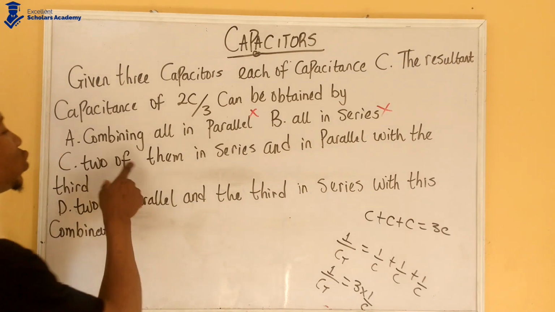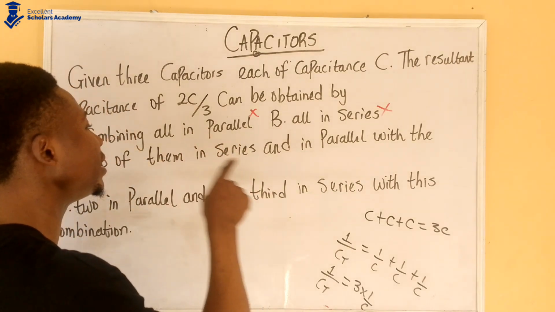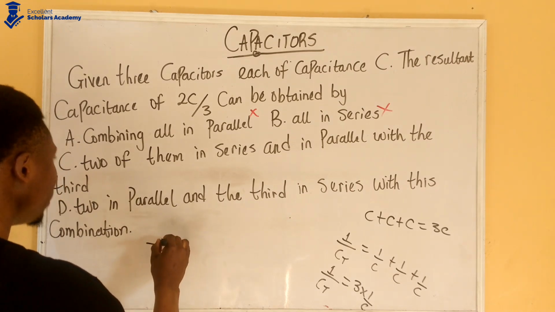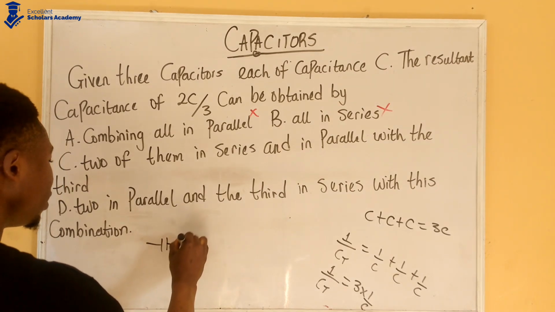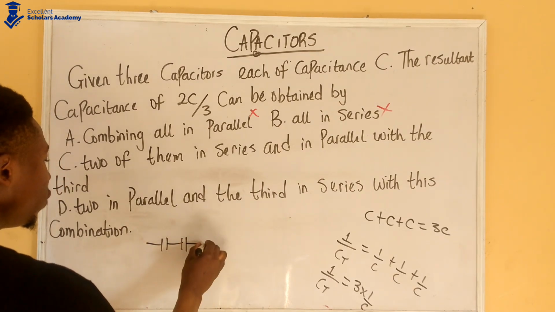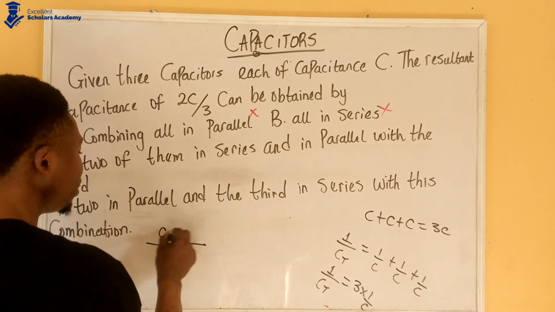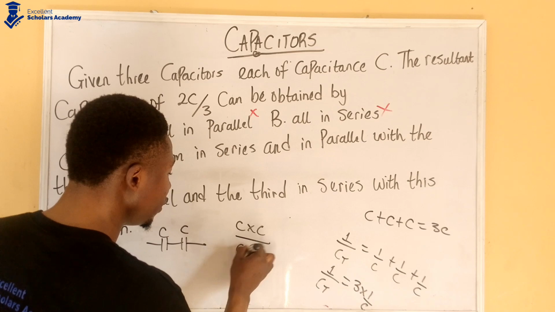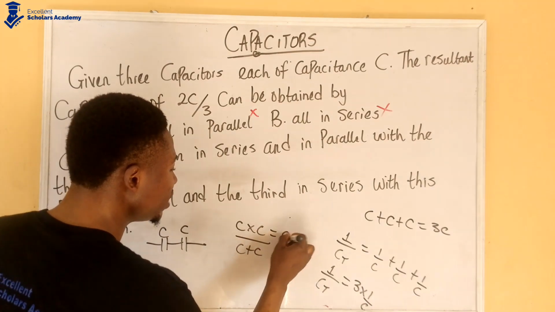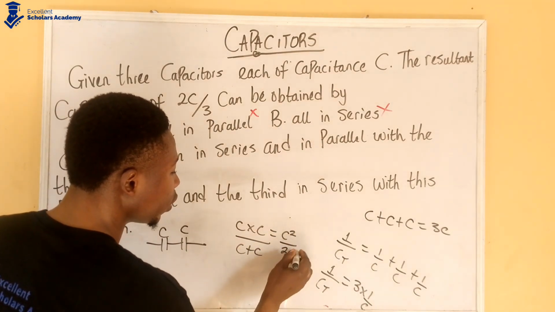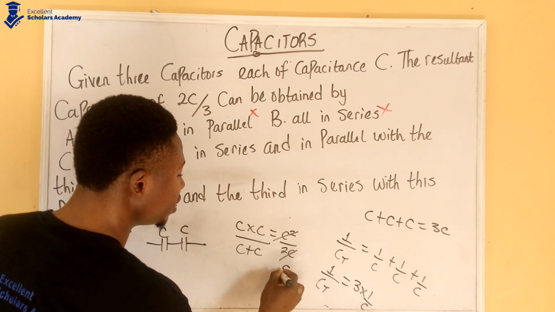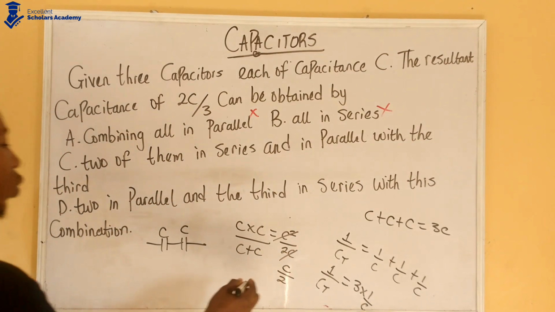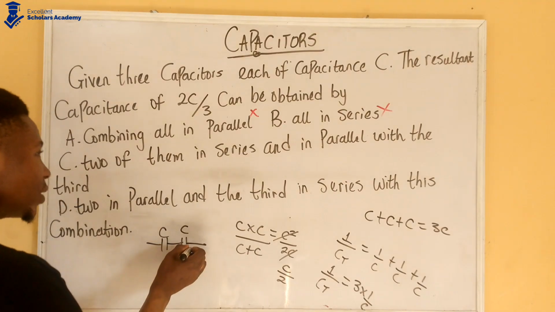Now, it says 2 of them in series and in parallel with the third. So it's saying that if you arrange 2 of them first in series, now this is C, this is C. If you do this in series, it's going to be C times C over C plus C. So this is going to be C squared over 2C. Once C takes away 1C, you're going to be left with C over 2. Now, this is for the 2 capacitors connected in series.